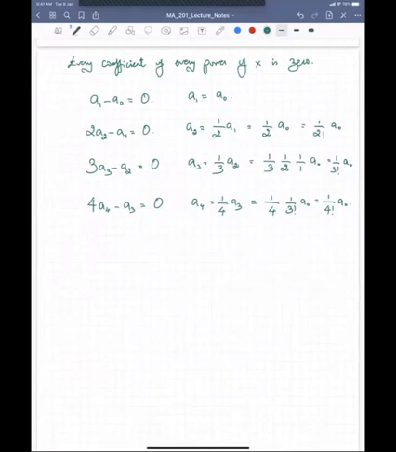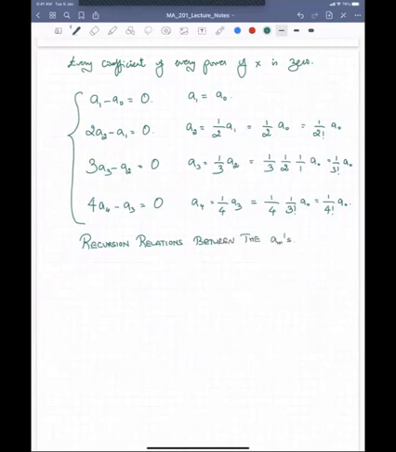And these relations are called recursion relations between the a_m's. So in this particular problem, how many coefficients do I really need to determine all of them? Well, I only need to fix a0.